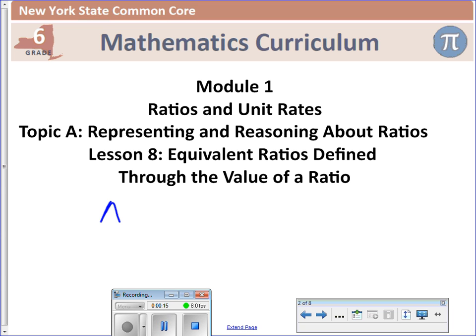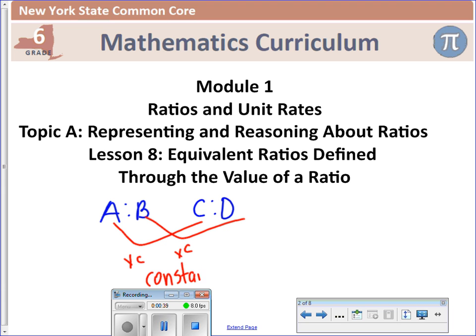Are for our equivalent ratios. If we had A to B and we had C to D, how are we finding out if those two ratios were equivalent? Yeah, we called it the double V. And we had to multiply them by the lowercase c, which stands for constant. Very good. But today we're going to look at equivalent ratios defined through the value of a ratio. So today we're going to look at how ratios have a value.